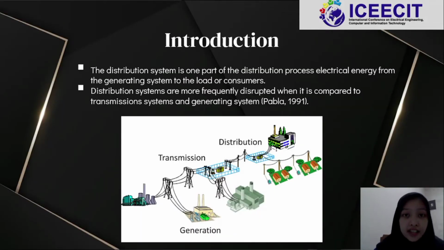Okay, next, the second is the introduction. The distribution system is one part of the distribution process of electrical energy from the generating system to the load or consumer. Distribution systems are more frequently disrupted when compared to the transmission system and generating system, based on published research in 1991.